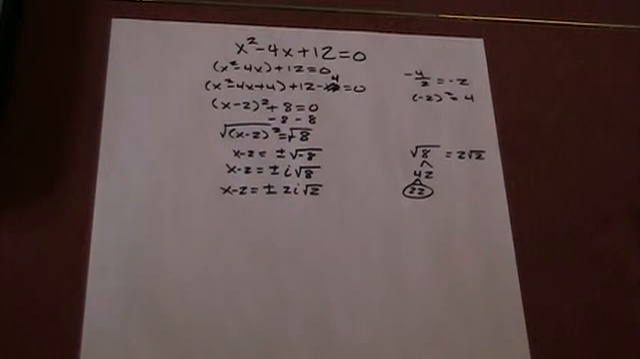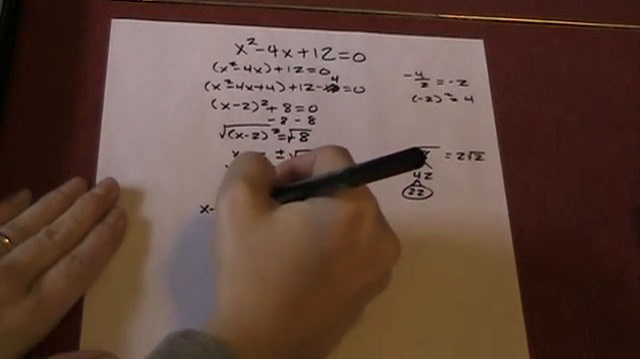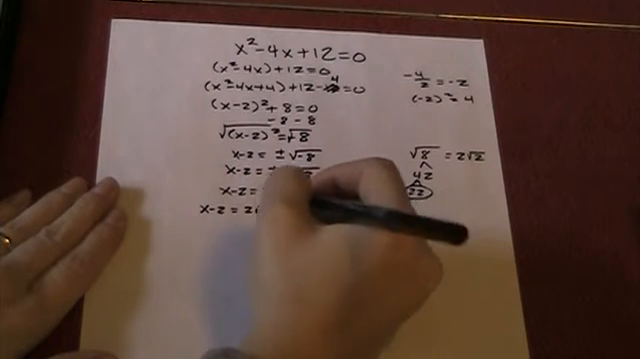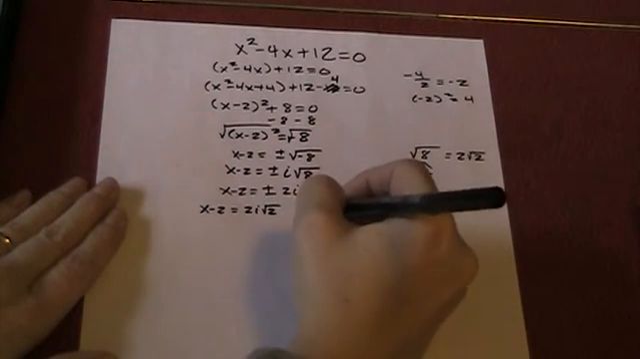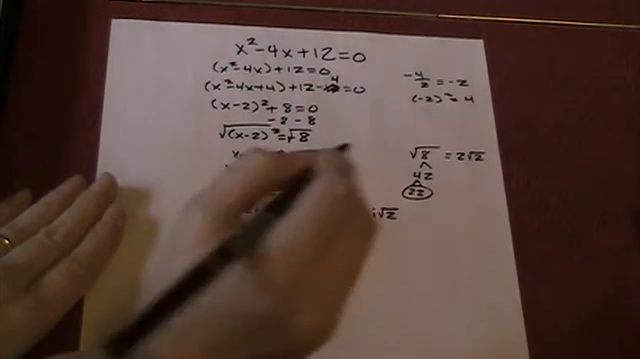The last thing I would do is add 2 to both sides. And remember, there are two cases. So I have where x minus 2 equals positive 2i square root of 2. And then x minus 2 equals negative 2i square root of 2.